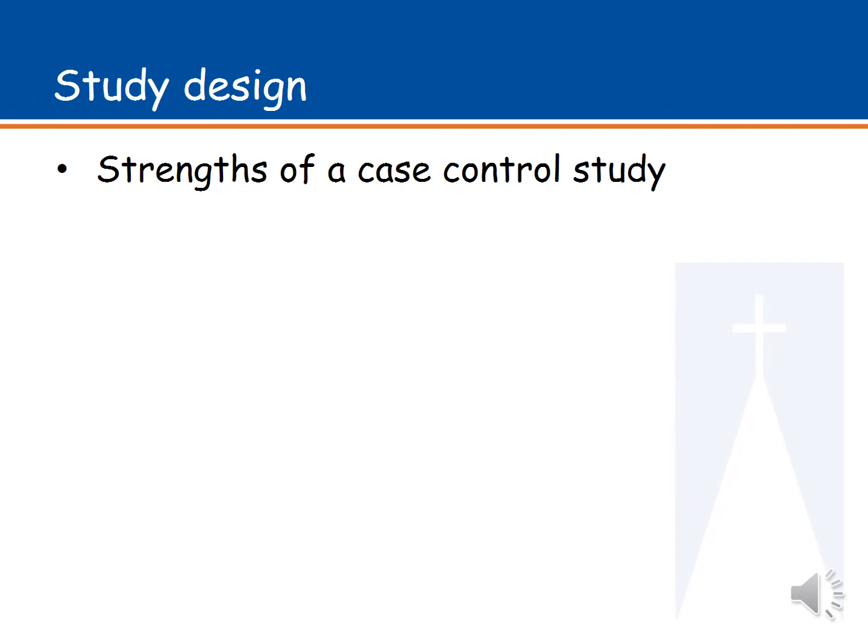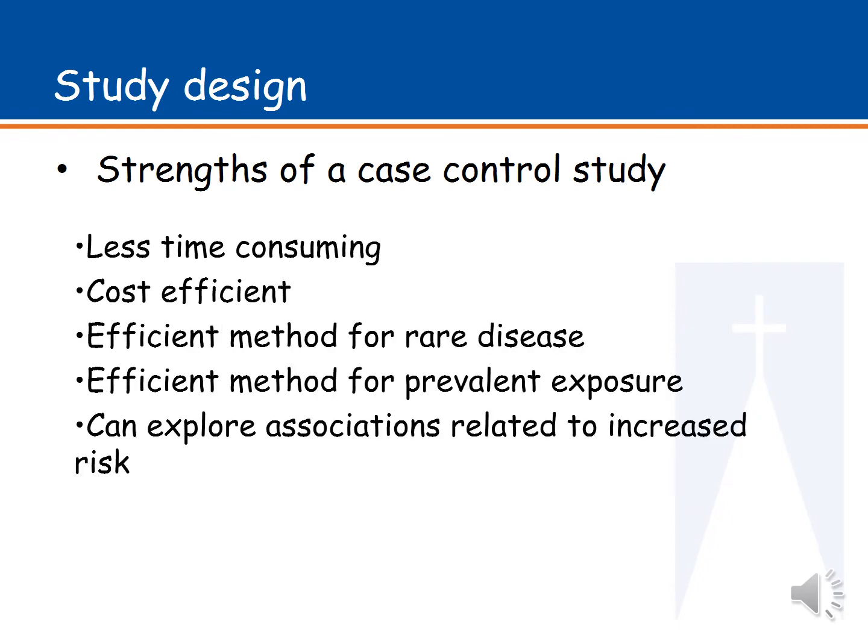So what are the strengths of a case control study? First of all, you should know that it's less time consuming. You can go in at the same moment, you identify the cases, you identify the exposure, and you can take those same measurements in a control group of people who don't have the disease condition. So in one moment, you can get the information efficiently in terms of time, and that also is efficient in terms of money. In particular, it's an efficient method for a rare disease.